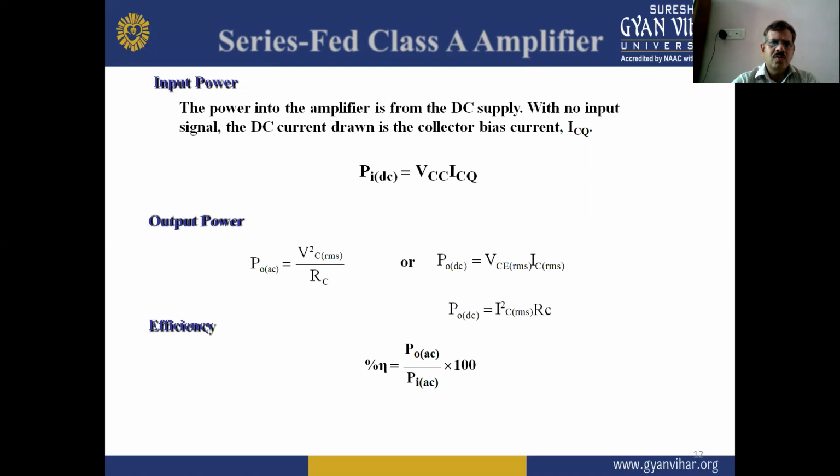Next one is the output power. Output power P_o(AC) equals V_CE(RMS) squared upon RC, or also P_o(AC) equals V_CE(RMS) times I_C(RMS). So P_o(AC) will be equal to I_C(RMS) squared times RC. And what is the efficiency? Efficiency is P output AC upon P input DC, multiplied by 100. So this is the efficiency in percentage of the series feed class A amplifier.